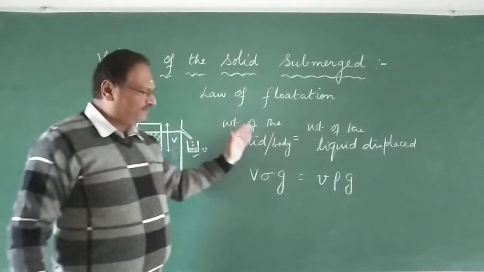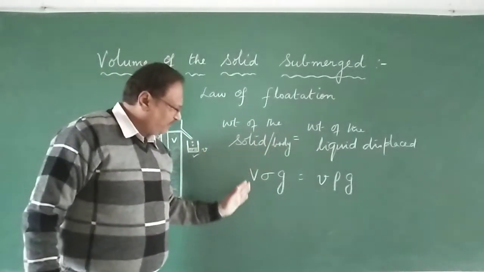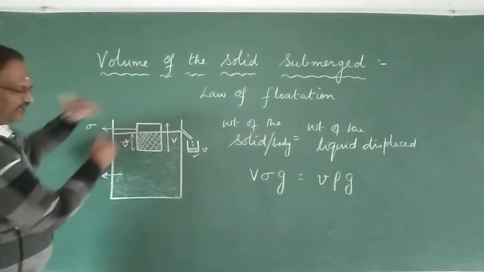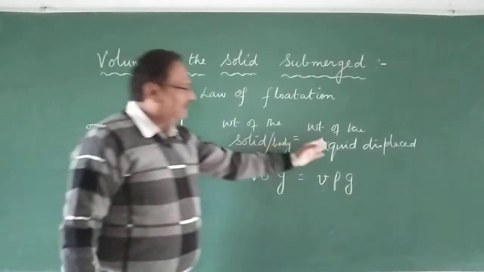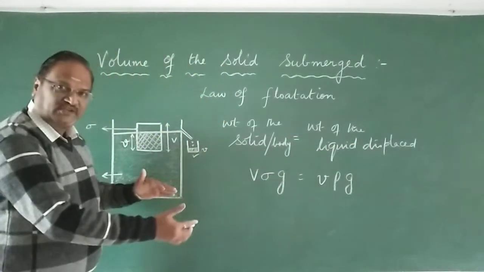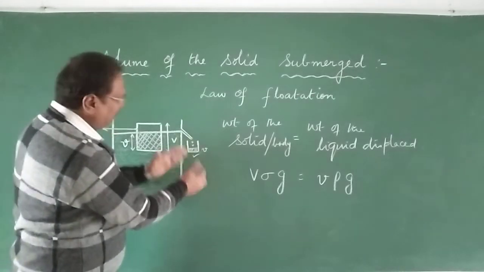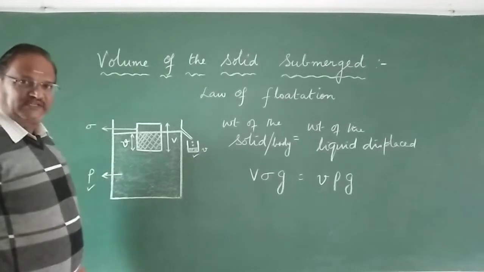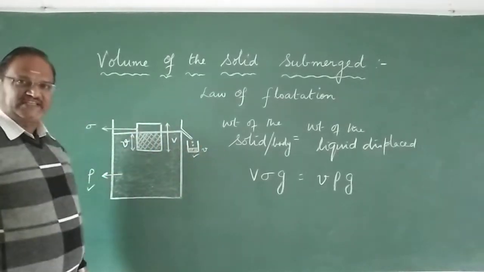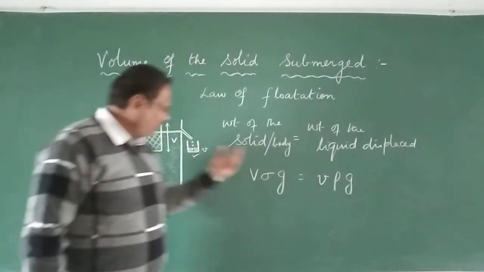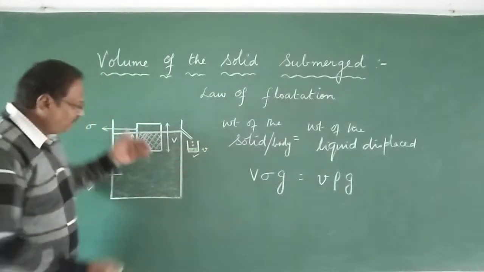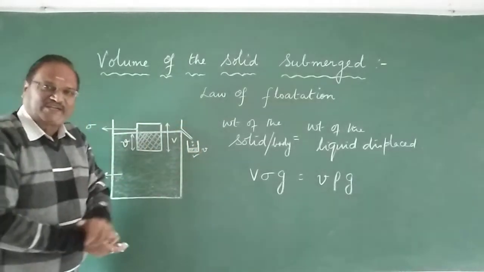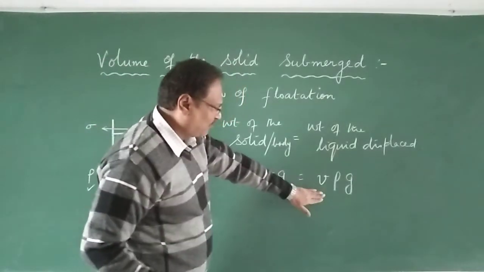One is the weight of the solid, that is V sigma g, where the total volume is there. Here is the weight of the liquid displaced. How much weight is displaced? Again V rho g, where rho is the density of the liquid and g is acceleration due to gravity. But how much volume will come out? The amount which is submerged, only that much volume of water will come out. So naturally it is a small v.